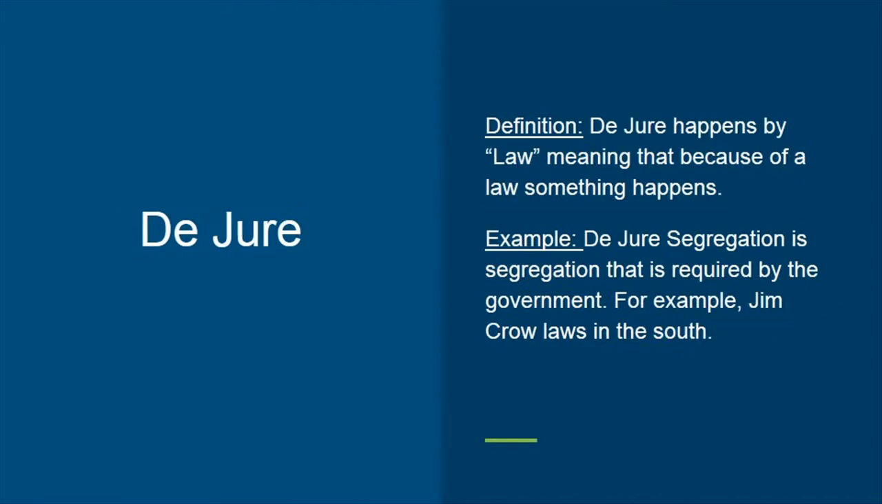De jure is something that occurs by law, meaning that because of a law passed, something happens as a result. For example, de jure segregation is segregation that is a result of a law passed by the government. For example, Jim Crow laws in the South. This was where by law there was separate seating for blacks and whites in restaurants and buses. These were also the laws that restricted African Americans from voting.